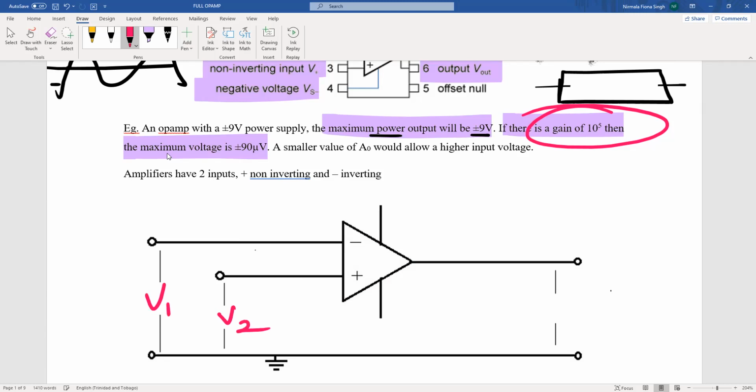We have an inverting input, we have a non-inverting input, which we've done, and we can have one or two or three or a few other inputs.